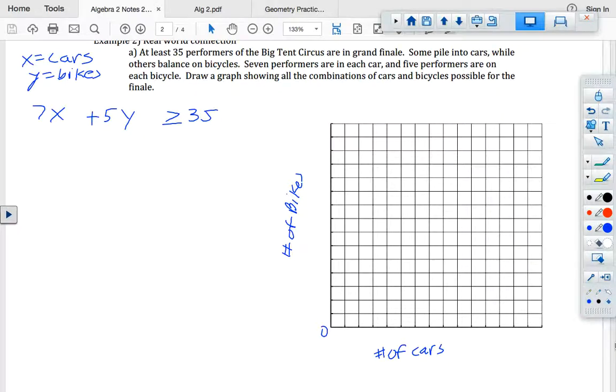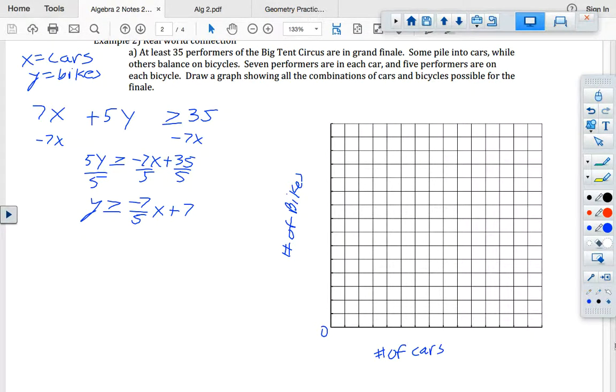What would you do now in order to graph this? Yeah, Ryan. I'm trying to get the y alone. Okay, we can definitely do that. I can do minus 7x to both sides. I'd have 5y is greater than or equal to negative 7x plus 35. Continuing on, divide everything by 5. y is greater than or equal to negative 7 over 5 x plus 7.